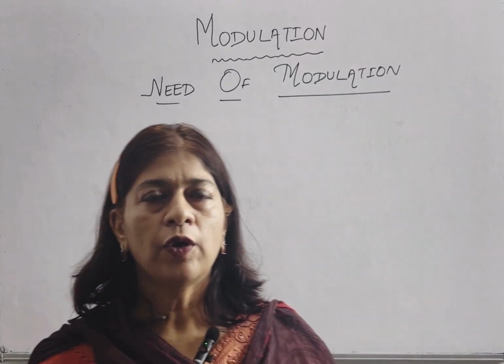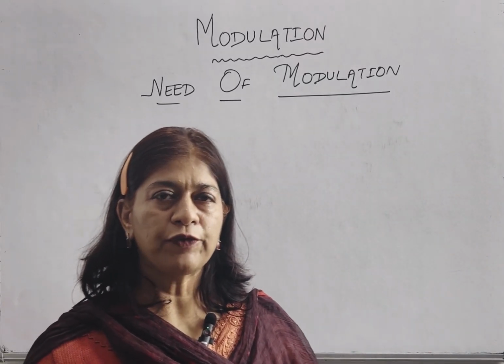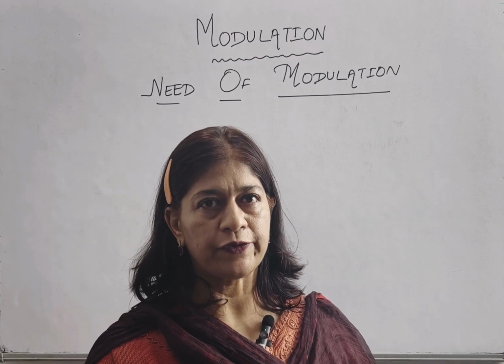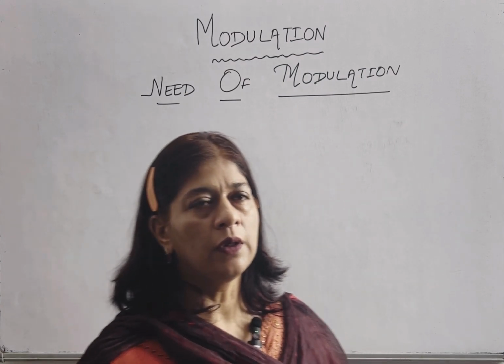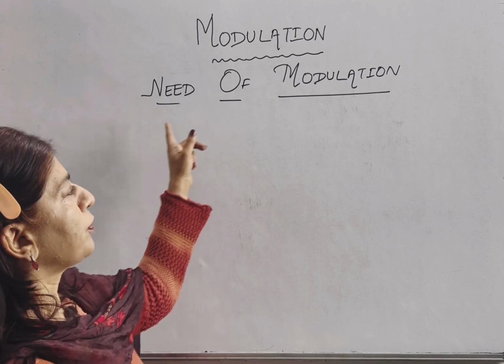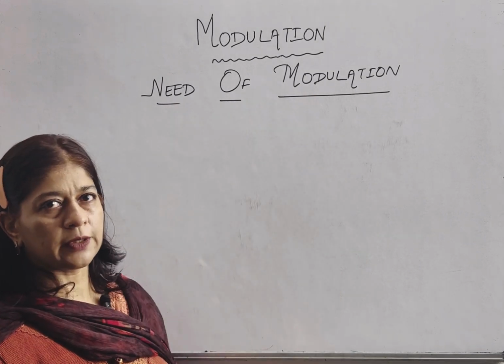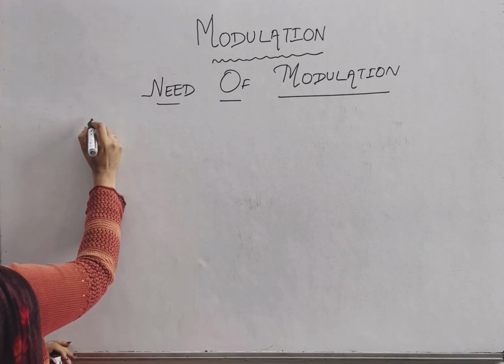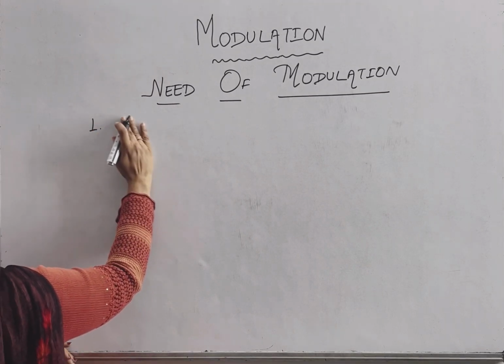In modulation, we superimpose high frequency carrier wave and the low frequency signal waves. Why are we doing it? Today we are going to discuss the topic of the need of modulation. Among that, the first need is the practical length of antenna.